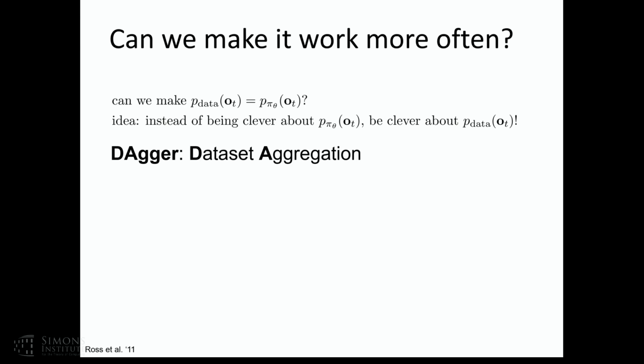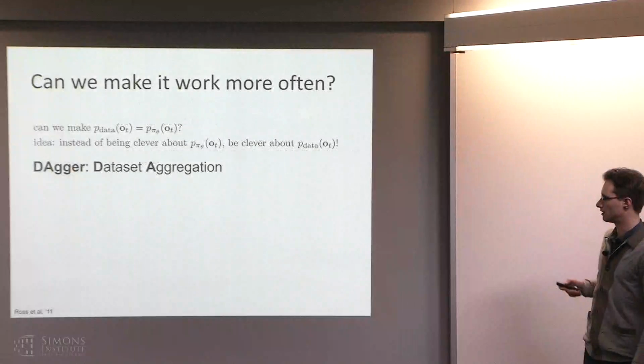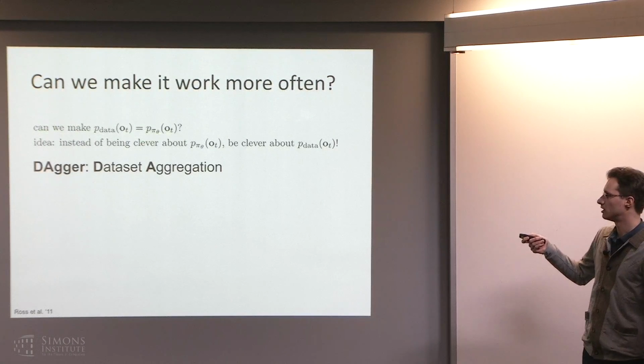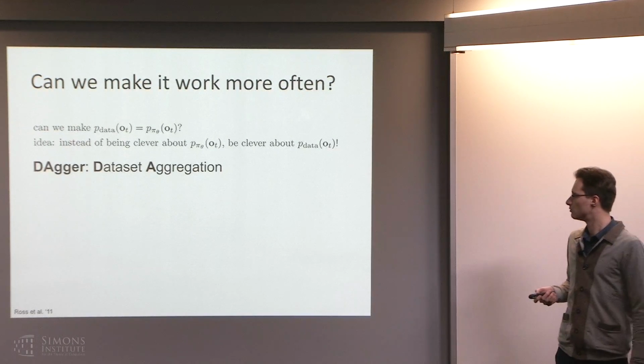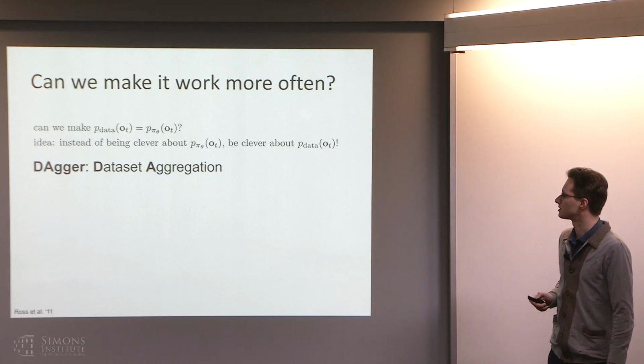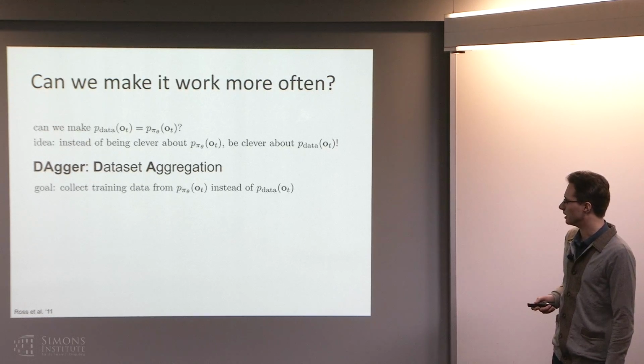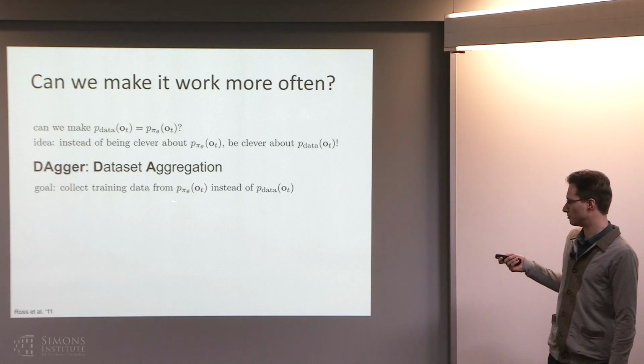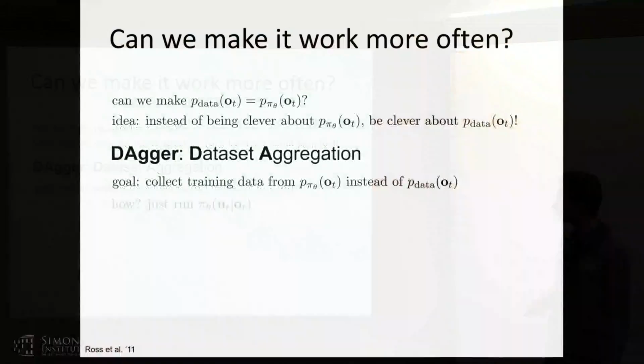And that's an algorithm proposed by Stephane Ross and Drew Bagnell from Carnegie Mellon called DAgger, or dataset aggregation. It's actually quite a simple algorithm that solves this distribution mismatch problem under a few assumptions, one of them being that you can actually ask a human for more labels. So let me describe this algorithm to you. Your goal is to collect data from p pi instead of p data.